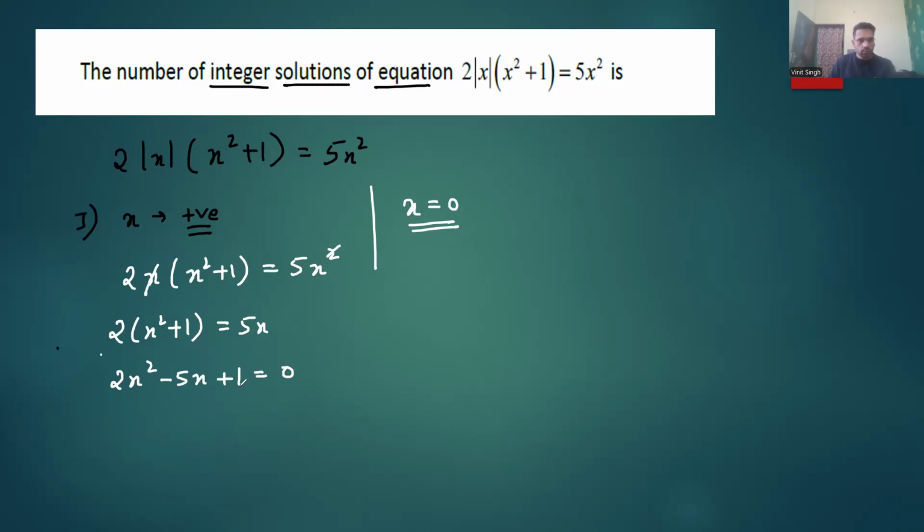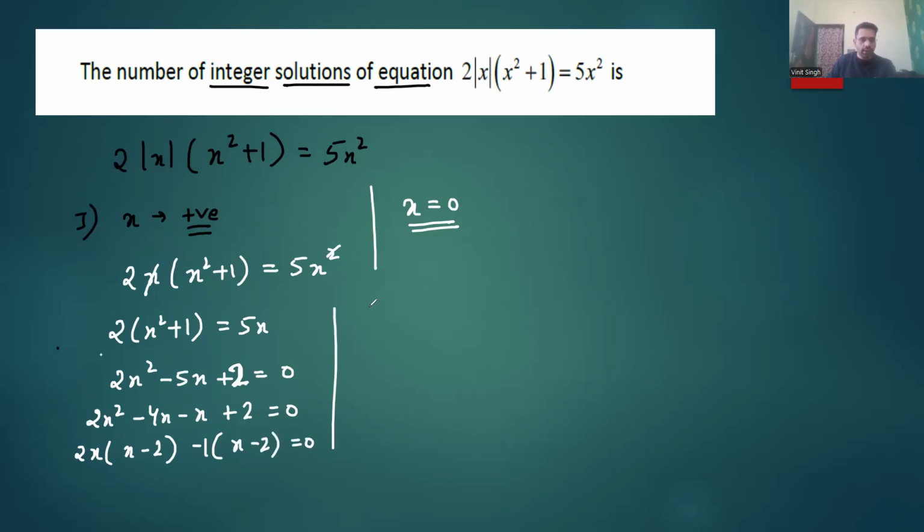Sorry, this is 2. So we can write it in the form of 2x square minus 4x minus x plus 2 is equal to 0. So 2x is common, (x minus 2) minus 1 is common, so (x minus 2)(2x minus 1) is equal to 0. So here we will get x is equal to 1 by 2 and 2. We have to find only integers, so here we will take x is equal to 2.